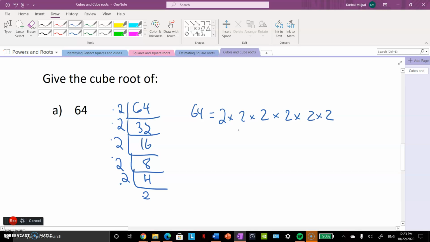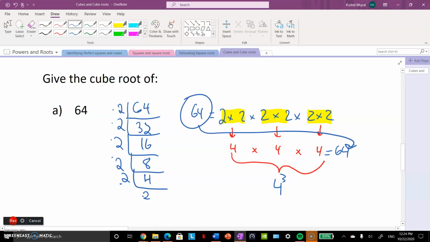Okay? Now, because we want cubes, take a look at what we can do here. 1, 2, 3. This is 4. This is 4. And this is 4. So 4 times 4 times 4, which is 4 cubed, right? And so 4 times 4 times 4 is 64, right? Just like we said over here, it's the same number. So that means that 64 equals 4 cubed, okay? So to find the cube root of 64, that's just going to be 4, okay?